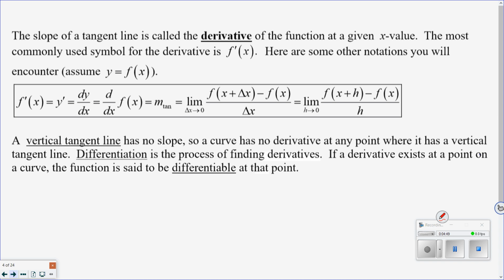The slope of a tangent line is called the derivative, right? So that's what we just talked about. We're going to find our first derivative today. The most commonly used symbol is this, f prime of x. If you guys remember that little tick mark from geometry, it's f prime of x.